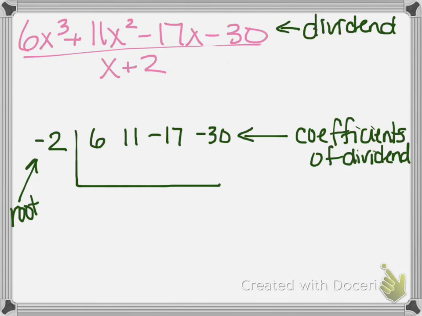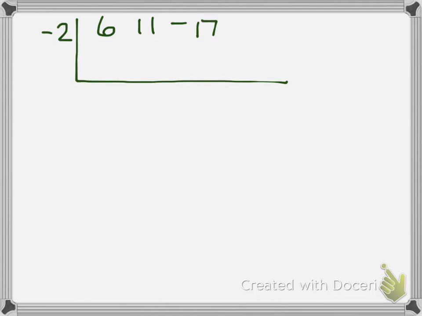Here's how this works. This doesn't really take up all that much room, but because I want to put some notes in here with it, I'm going to go on to a new screen. You can keep whatever you have working, but I want to get this up to the top of the screen so that I have some room to add more notes. You don't have to rewrite what I'm about to rewrite. So -2, then we have 6, 11, -17, and -30.